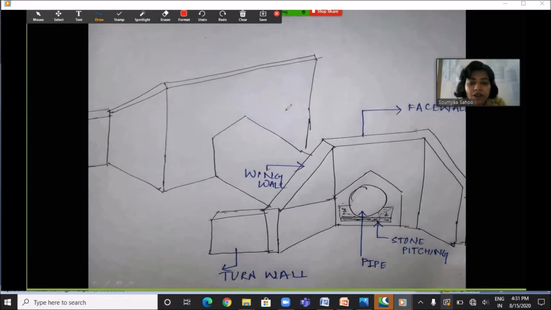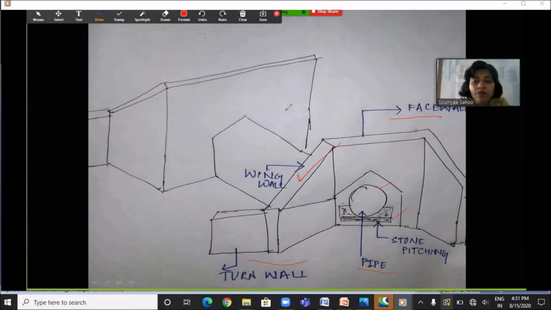Here I have shown another three-dimensional view of Hume pipe culvert. Here I have shown only 1 number of pipe. This is the face wall, this is the turn wall, this is the stone pitching provided below the pipe, this is the pipe, and these are the wing wall.